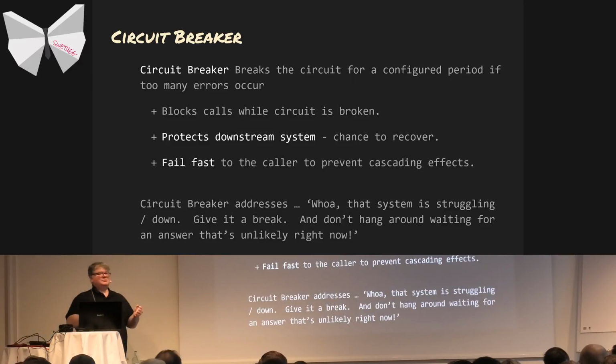Because if a downstream service is down and all the callers in the world are knocking on the door, boom, boom, boom, boom, boom, boom, boom, now you're creating a denial of service attack. So the thing's never going to recover if you don't ease up a little bit. So that's what the circuit breaker does. It allows calling code to stop for a while, right?